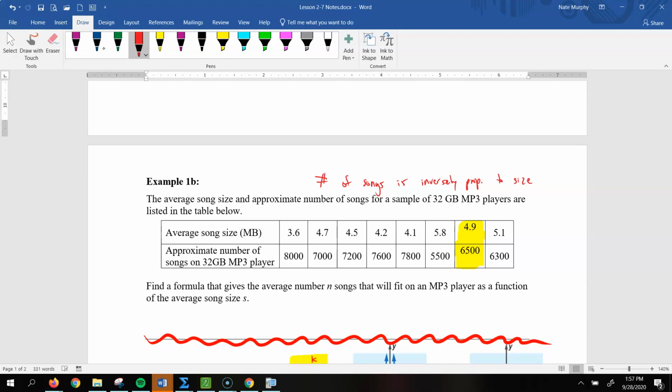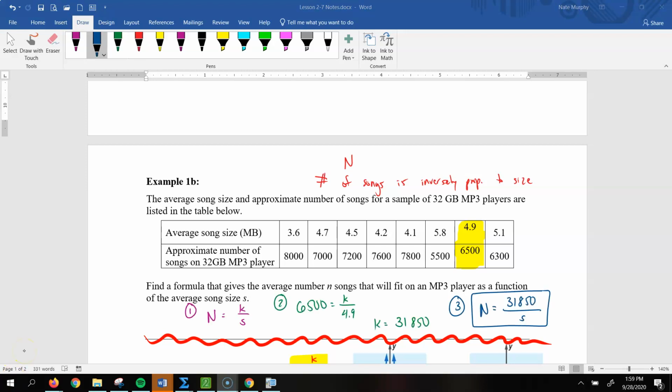Now, if we use S for the size of the song, you don't want to use S to represent the number of songs. So I would use N to represent the number of songs. Might make it a little easier. Anyhow, why don't you go ahead and set up this equation based on that information and the information from this table. And I would recommend using the coordinate 4.9 and 6,500. In that way, your value for K will match my value of K that I came up with. So go ahead and pause the video and work through that four-step process for this problem.